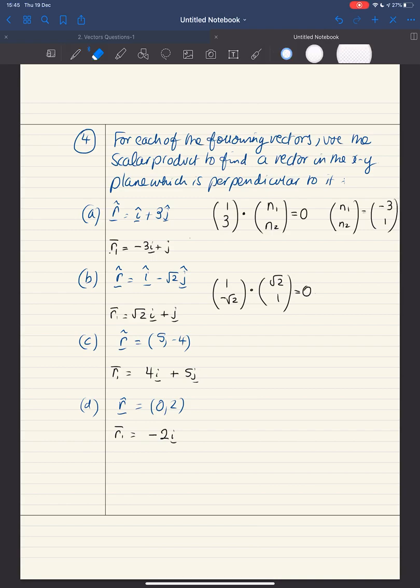Okay. Yeah, so all of them you can check that if you do the dot product, the scalar product of this with the original, or this with its original, that one, or that one, it always comes up as 0.